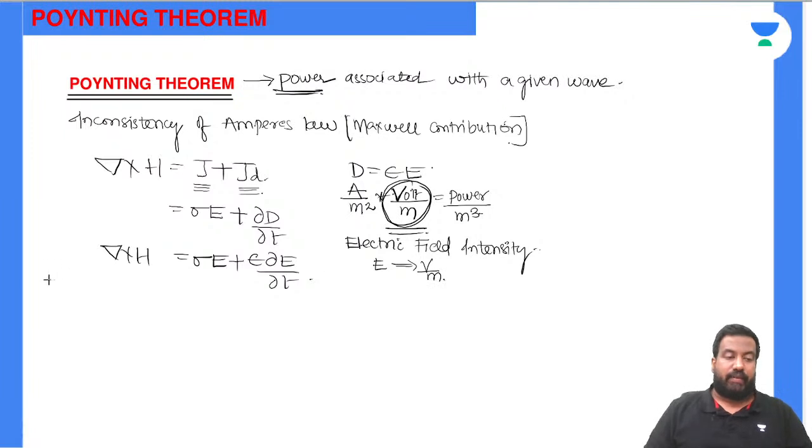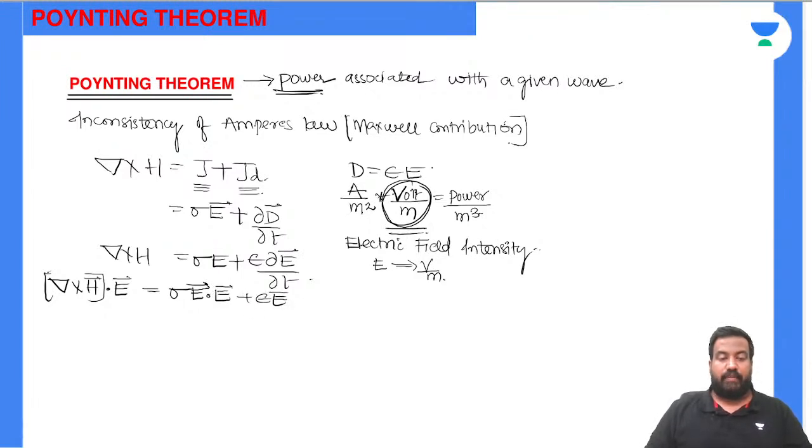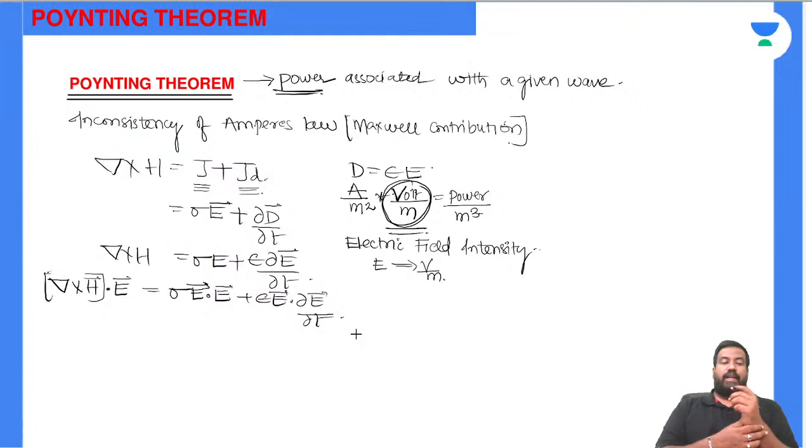So multiplying the complete equation by E, del is a vector, H is a vector, cross product of any two vectors is a vector, so dot E: del cross H dot E is equal to sigma E dot E plus epsilon E dot dou E by dou T. If you can see here, one side multiplied with E, the complete equation is converted into power per unit volume.